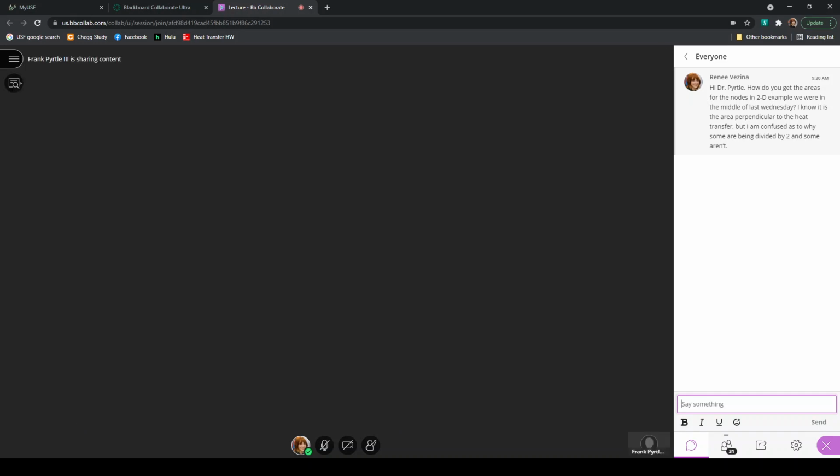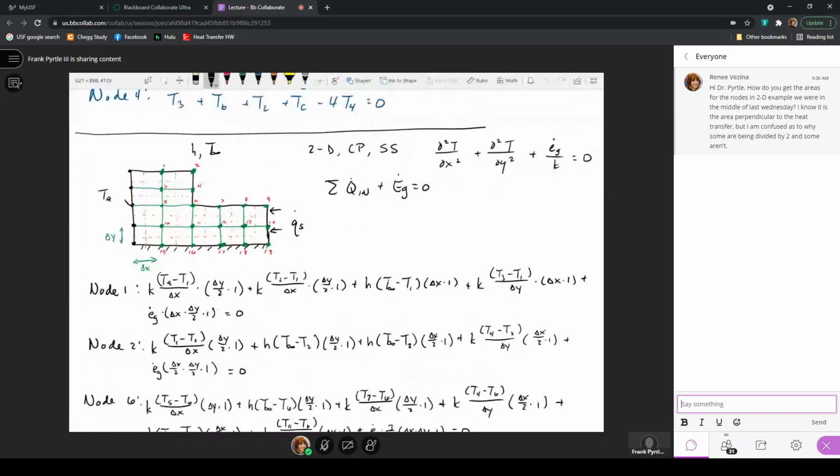Okay. So from the last time, we were considering this L-shaped bar, and I wanted to present this particular object because we wanted to consider how the geometry would affect the writing of the node equations, based on the use of the energy balance method.